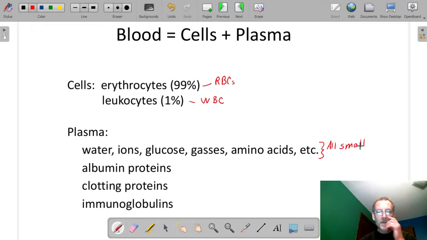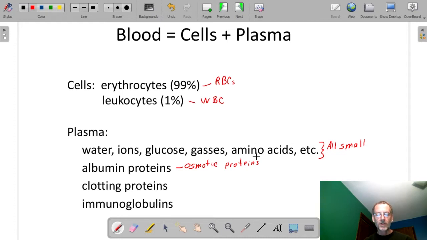It's all small, and it can leak out of the capillaries through the walls into the ISF, which we'll talk about more later. The albumin proteins, part of the plasma, are important for osmosis. So if you remember that albumins are osmotic proteins, that would be good. We'll talk about those later when we talk about capillary exchange, where fluid leaves the capillary and then is drawn back into the capillary. Clotting proteins are pretty self-explanatory.